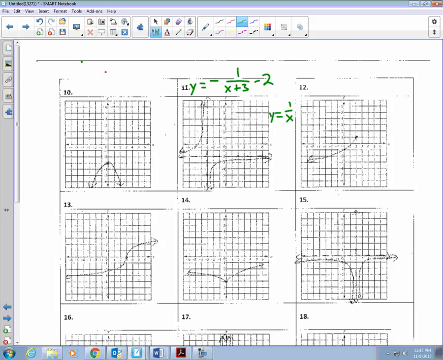We're going to do 12. I'd like you to see if you can do it on your own first, see if you can get it. 12 is kind of a tough one.